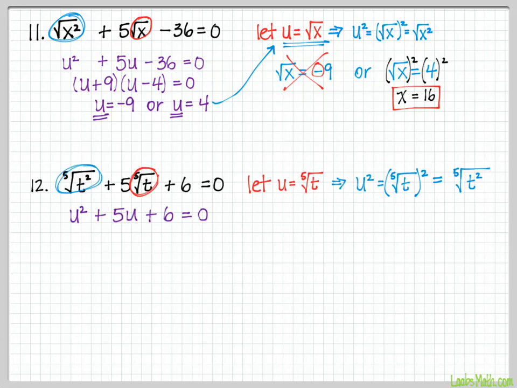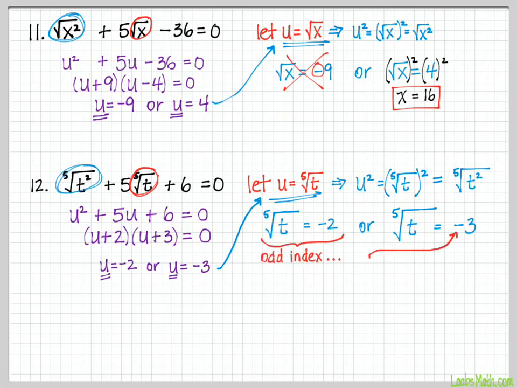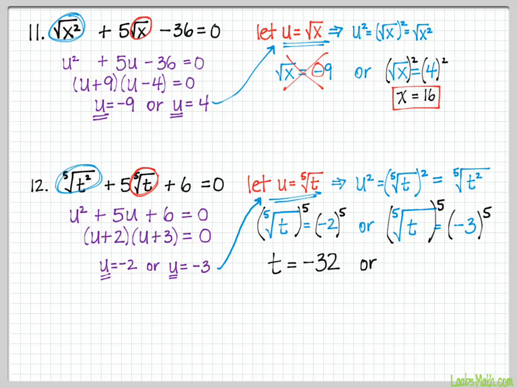Number 12, our last problem, we do our u substitution. We factor it. We solve for u. We resubstitute back in. Now we're asking for the 5th root of some number equals negative 2, or the 5th root of some number equals negative 3. It's an odd index, not an even index, but an odd index. So this is okay. We can have negative results for odd indexes. We just raise both sides to the 5th power, and we get t equals negative 32. Or, again, raise everything to the 5th power, and we get t equals negative 243.